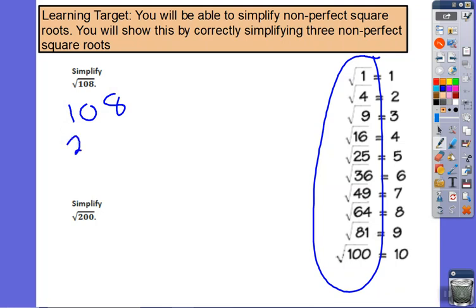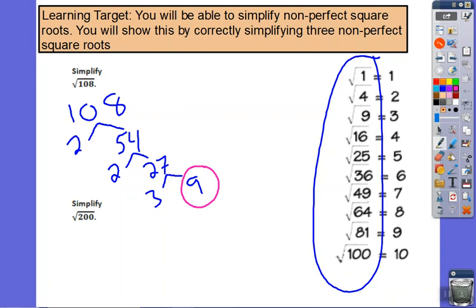Well, I know 2 goes into it 54 times. I'm going to scan my list. 54 is not on my list. So I could do it again. 2 goes into it 27 times. 27 is not on my list. 3 goes into this 9 times, and I'm going to pause there. So 9 is on my list, and then actually if I put these two together, that would make 4, which is on my list. So let's just put that all together. 4 times 9 is 36. So let's use 36 as our perfect square.